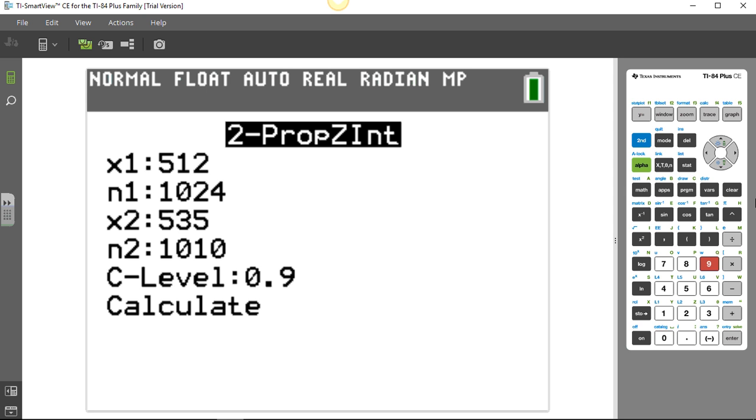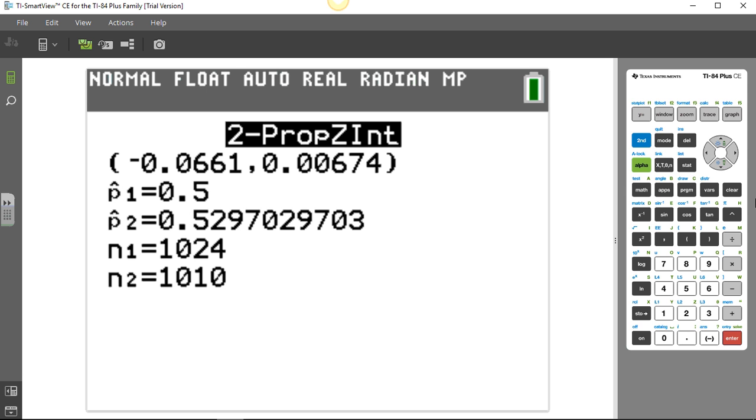Change our confidence level to 0.90. Calculate. Okay, so you can go ahead and write that underneath where you plugged in everything. Our interval here is going to be negative 0.0661 to 0.00674. So negative 0.0661 to 0.00674. You guys good with that? You see where I came up with all that?